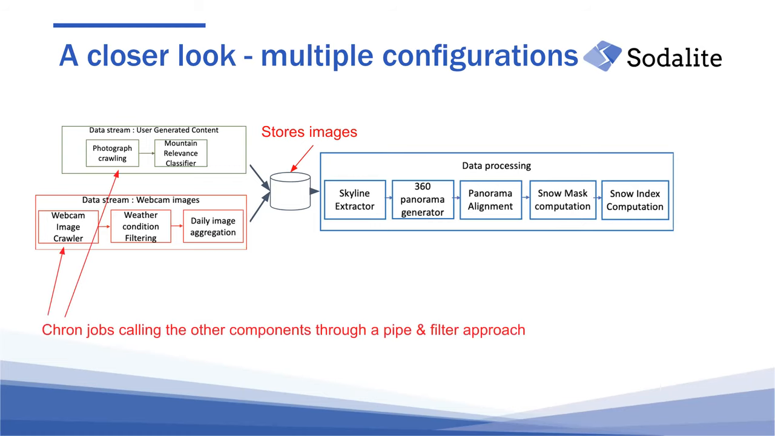In this configuration, we are assuming that there are some cron jobs that start the crawling of pictures and start capturing images from the webcam. These are the starting points for the two small pipelines that you see on the left-hand side, which will feed the database with images. We are also assuming that the pipeline on the right-hand side works according to a pipe and filter approach. So essentially, one component produces some outputs that are given as input to the next component.